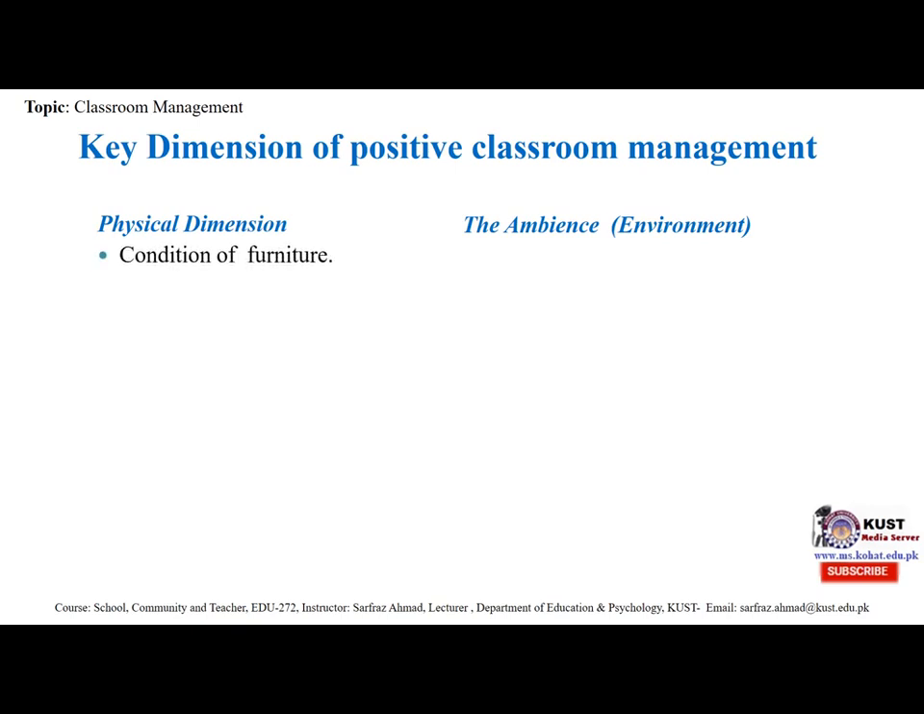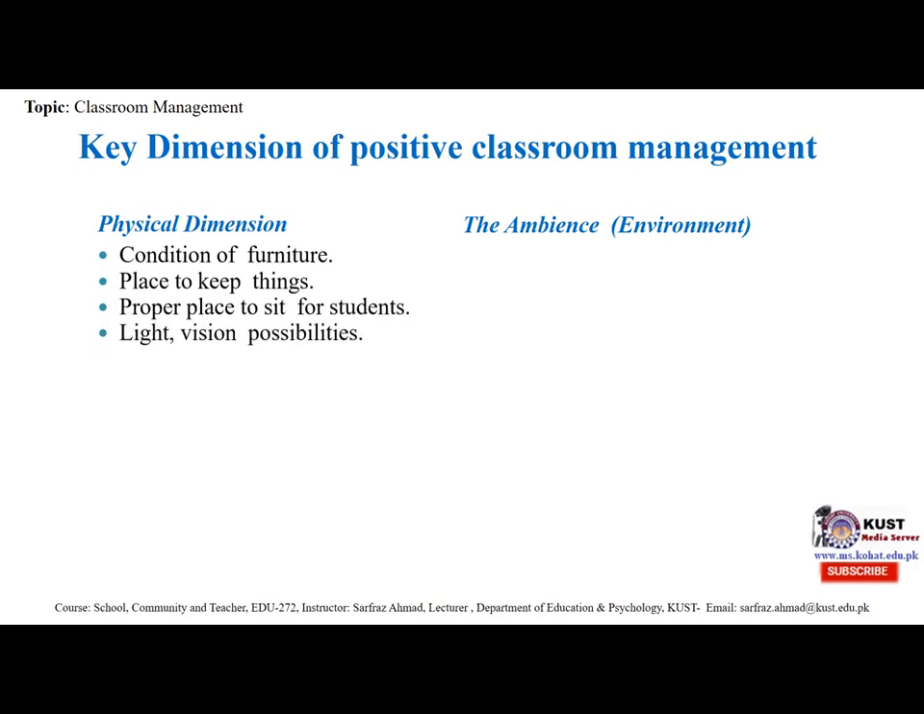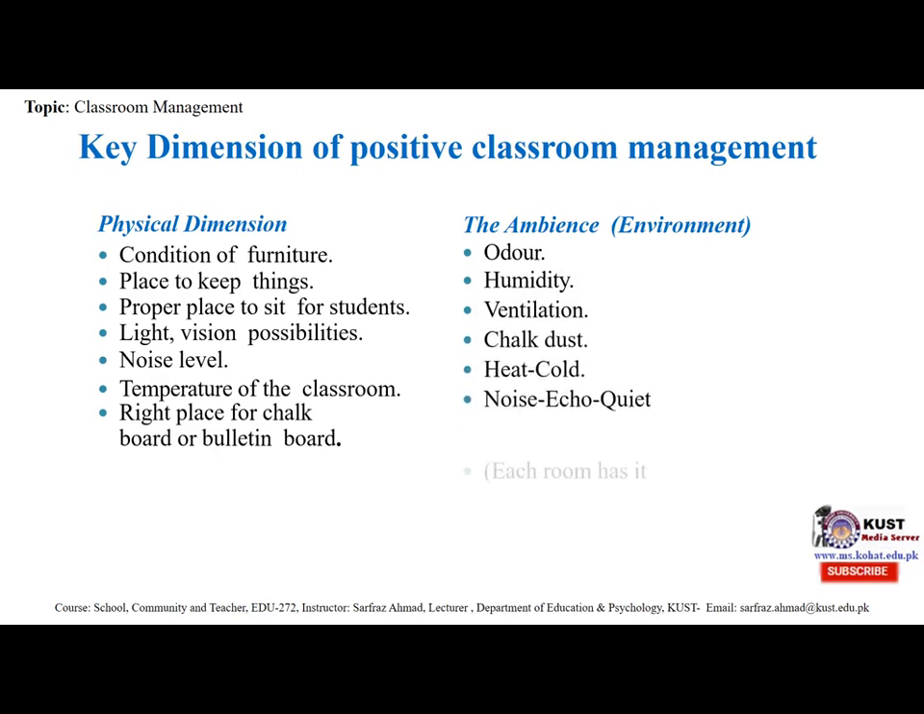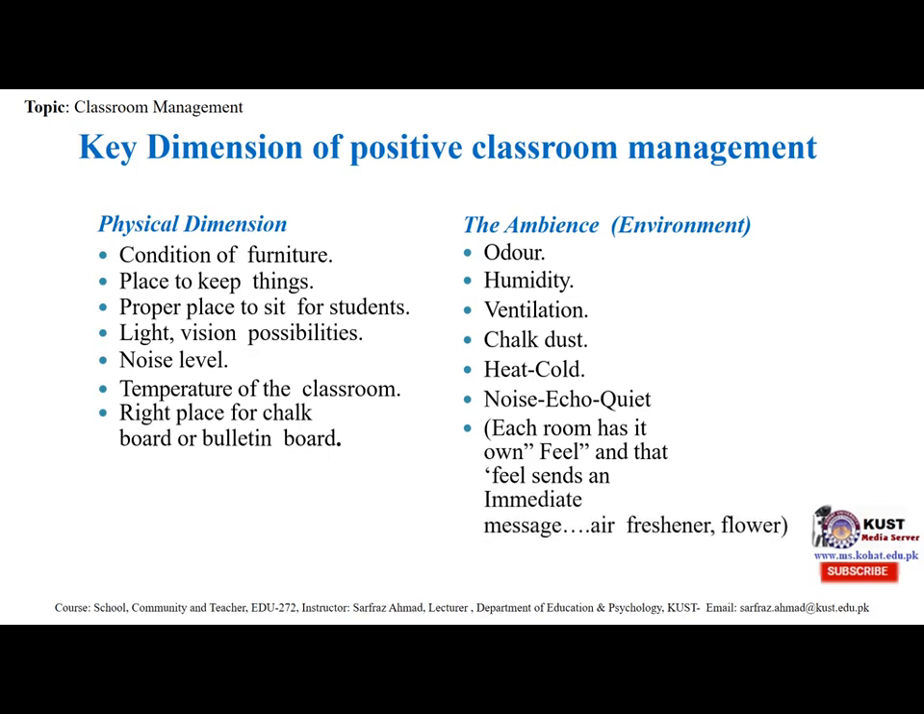So if we see the physical dimension, it includes the condition of furniture, a place to keep things, a proper place for students to sit, light and vision possibilities, noise level, and the temperature of the classroom, the right place for chalk and board or bulletin board, and the ambience, meaning environment, order, humidity, ventilation, chalk dust, heat, cold, nice echo, quiet. Each room has its own feel, and that feel sends an immediate message, like air freshener or flowers.